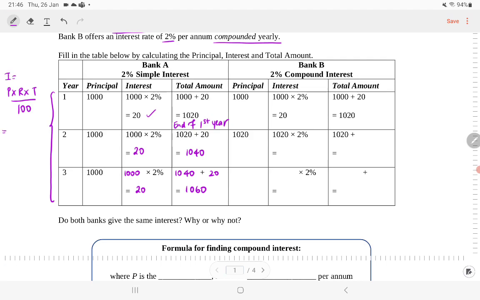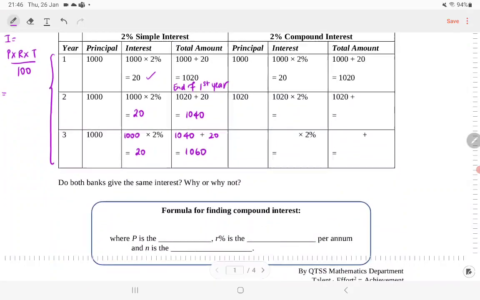Interest equals, so P in this case is $1,000, the interest rate is 2, the time that she wanted to put in is 3 years, and I divide by 100. So I will also get $60. At the end of the 3 years, she will get $1,000 plus $60. So the interest she earned was $60. This will be the amount of money in her bank after 3 years if she chooses bank A, which gives simple interest.